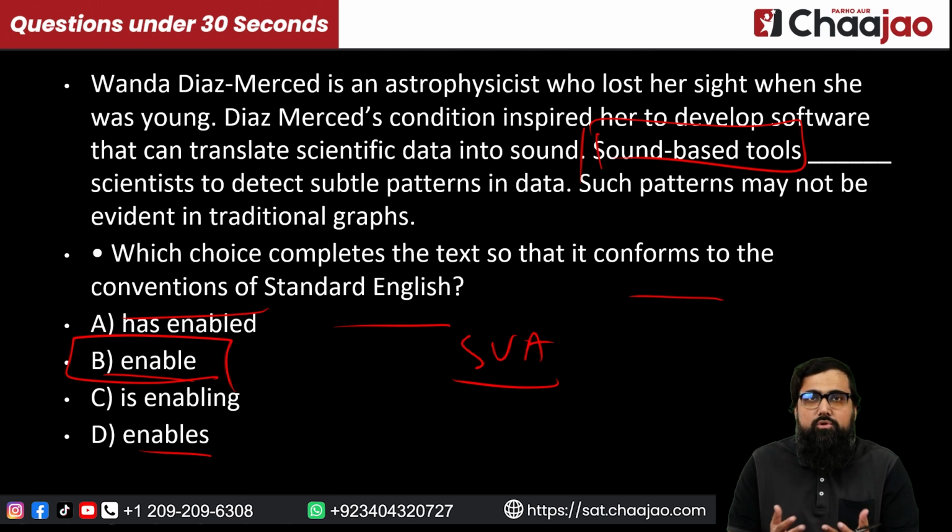So just like you saw, we solved it under 30 seconds. You have to solve these questions under 30 seconds, and it's very possible, right? You just have to know the conventions. If you know the convention, you can easily do that, right?